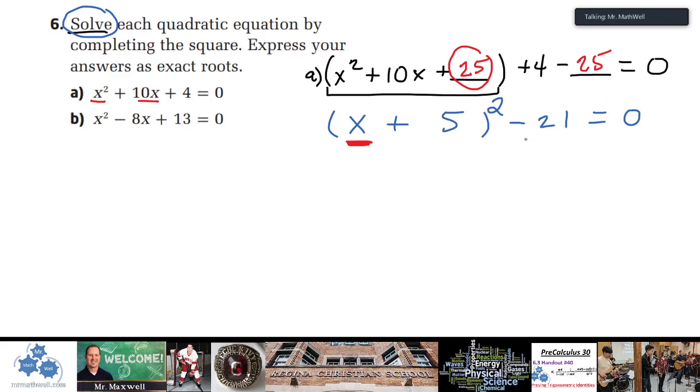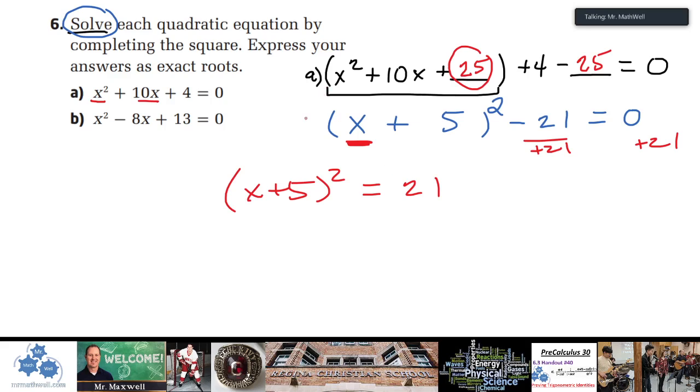So what I'm going to do is I'm going to get the 21. I'm going to add 21 to both sides. And I'm going to rewrite this as x plus 5 squared equals positive 21. Okay? I'm going to pause right here.